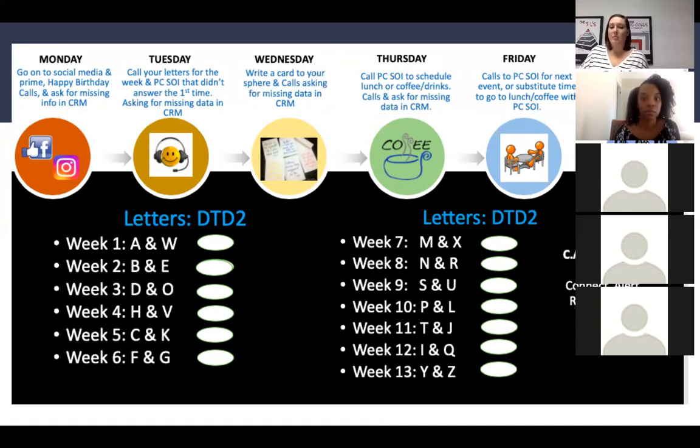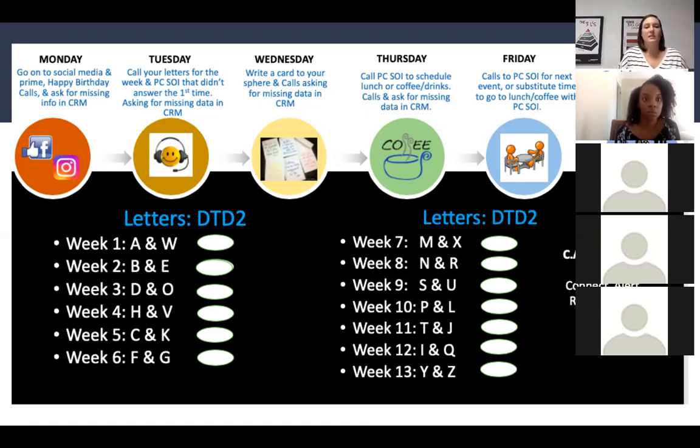We talked about that in bold, where you break up your database, and this is who you call for these weeks, right? But what they've done is they've incorporated social media to the call, okay? So on Mondays, they go on social media. They tell people happy birthday from their database. They connect with them, and then they ask for any missing info in the CRM.